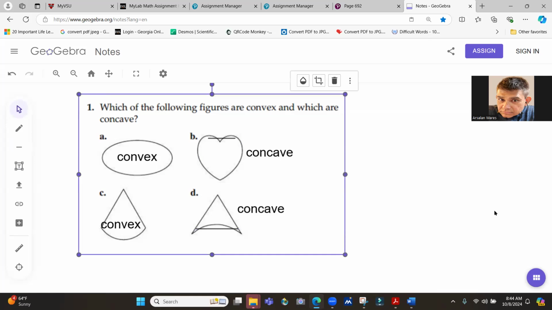And I can clearly see B and D have dents. A and C have no dents. That takes care of question one.